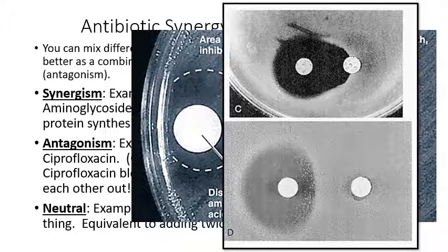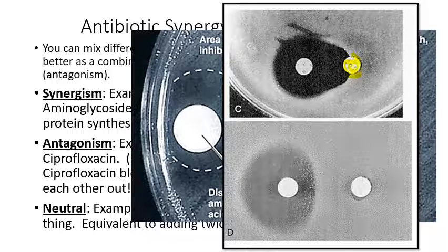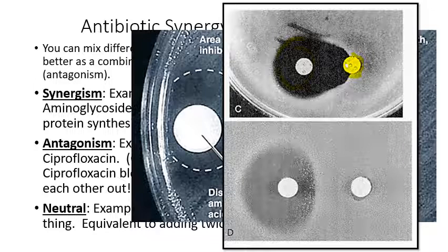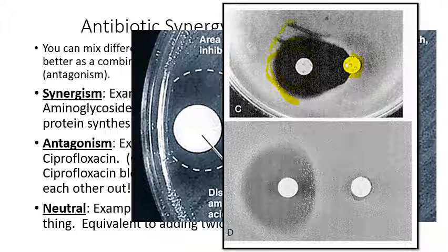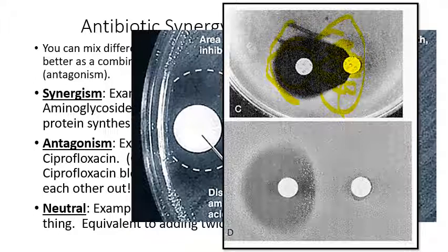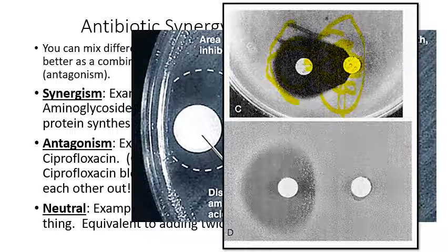Here's another example. Here we have a really lousy antibiotic over here that by itself does practically nothing. You can see there's practically no clearance zone. Over here we have a good antibiotic that has a fairly wide clearance zone. And in between them you see that this one actually picks up a clearance zone as a result of being combined with this other one. So these two are synergistic.